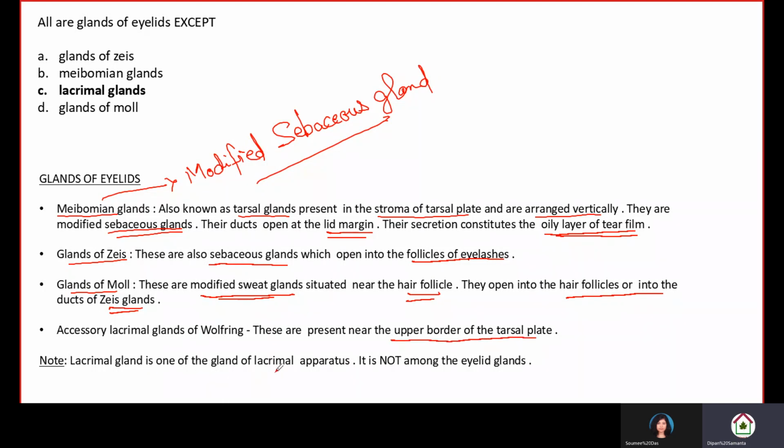Lacrimal gland is one of the glands of the lacrimal apparatus, and it is not among the eyelid glands. It belongs to the lacrimal apparatus. Okay. Now the points to remember.